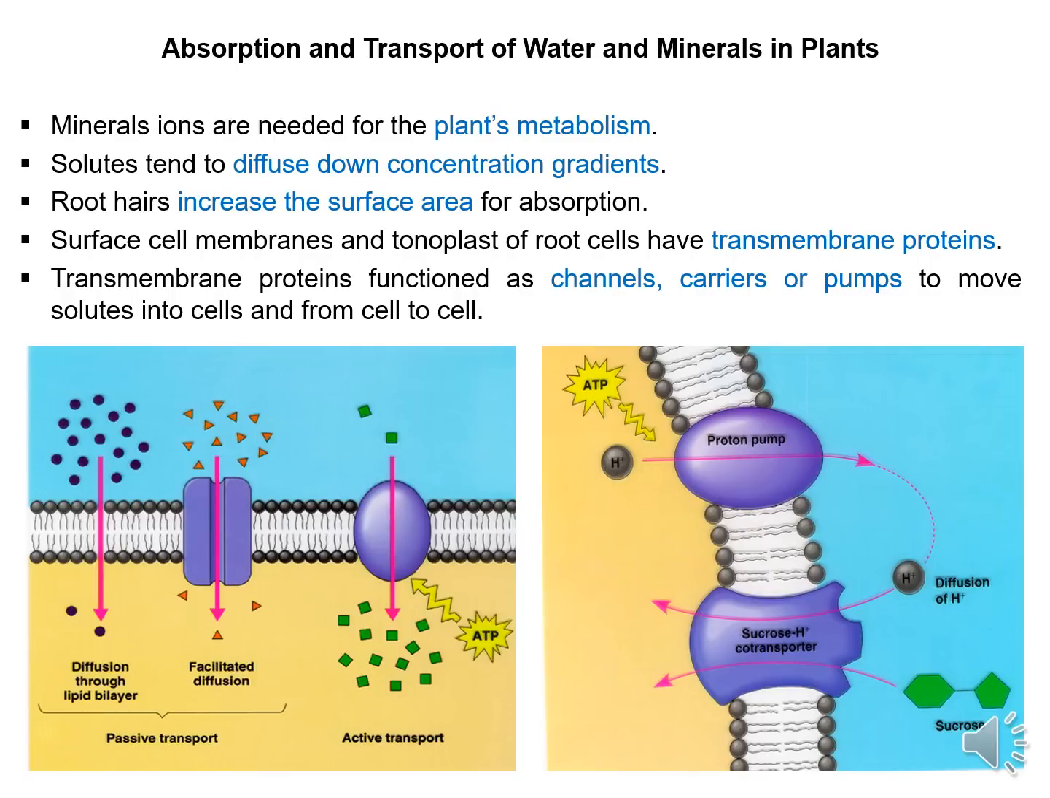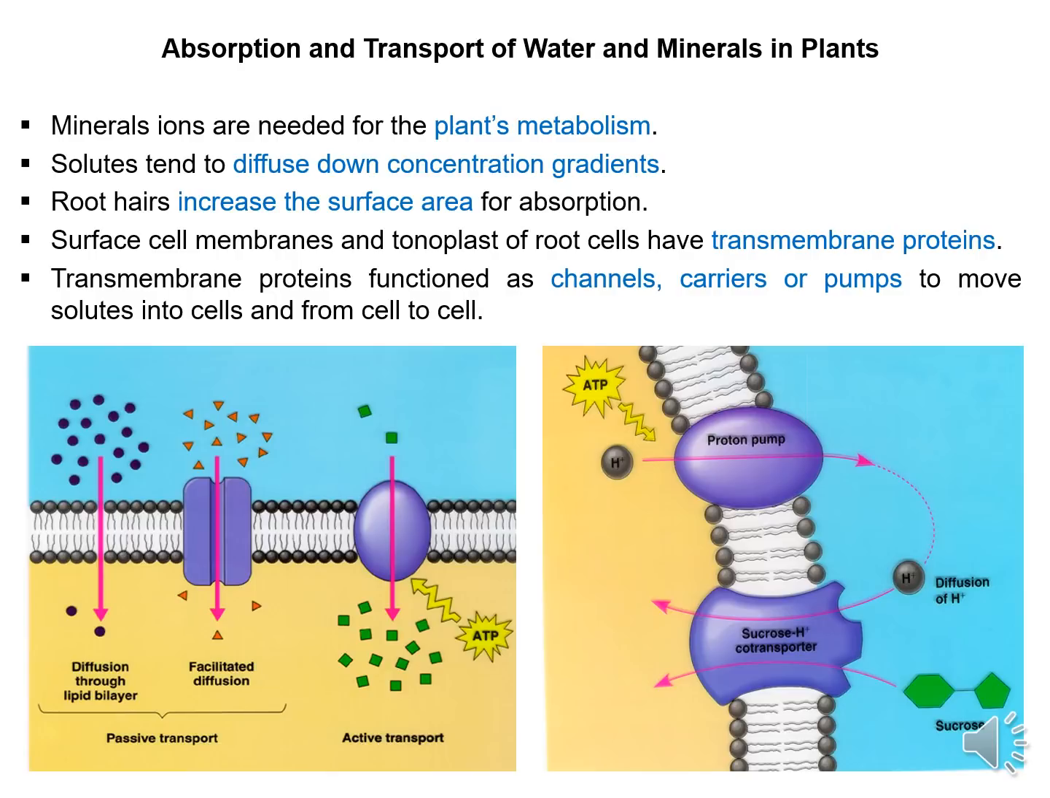Solutes tend to diffuse down the concentration gradient. This is a very common and very popular, and the easiest way of transporting solutes in the plant, where the movement or flow is diffused down the concentration gradient. It does not require energy. This is the simplest way. This is the easiest way.